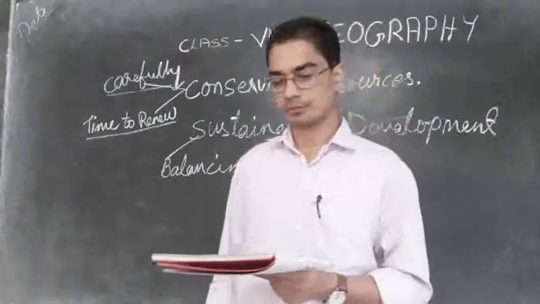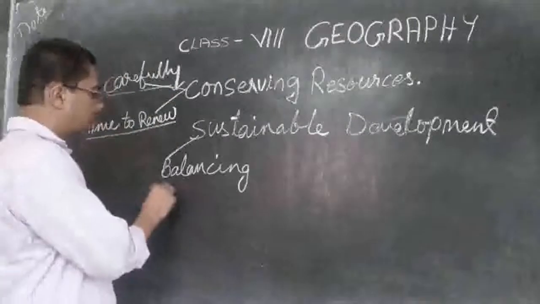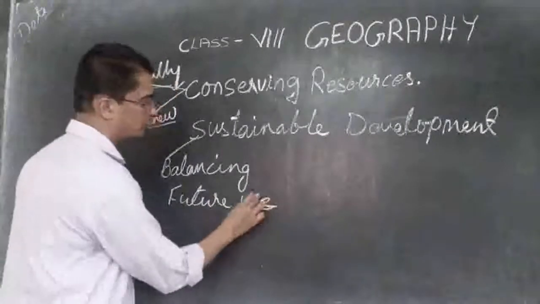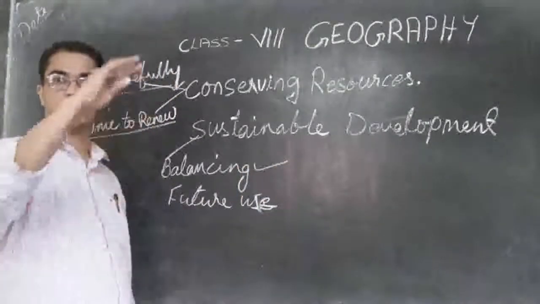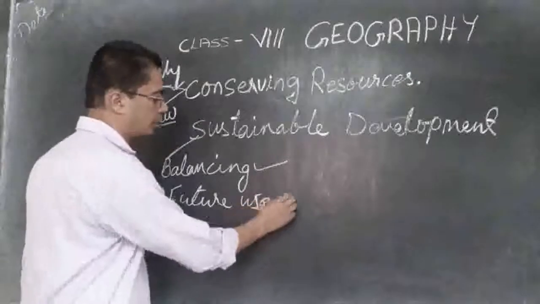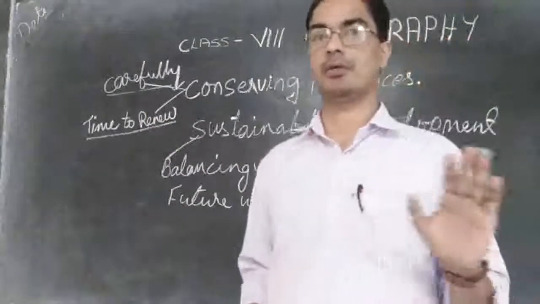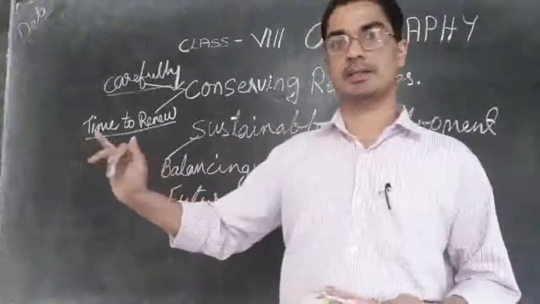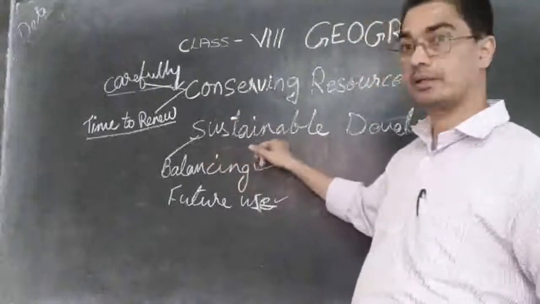Then we also need to conserve them for the future. So instead of finishing up, what we need to do is keep them for future use. We use them in the present in a balanced way, not too high, not too low, but we follow the need of the time. Then we also think about the future. We preserve them for the future. What is not required now, we don't touch now. We don't use them. We just keep them. We'll use them in the future. So these are the two terms that we are studying. One is conserving the resources or resource conservation. Another one is sustainable development.